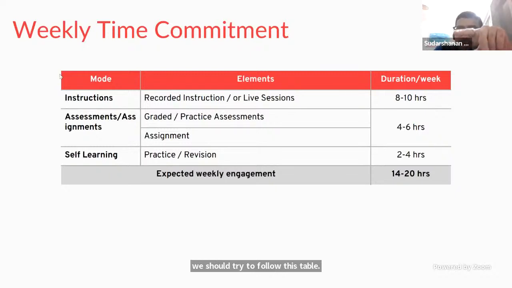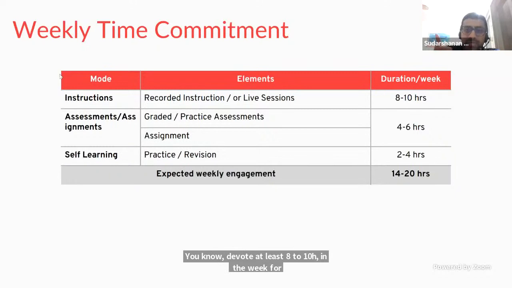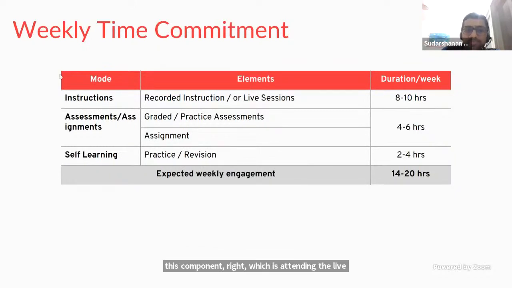These are weekly numbers. What you're seeing on the last column are weekly numbers. So the recorded instruction, or the live sessions, or any combination of the two, you are expected to devote at least 8 to 10 hours in the week for this component, which is attending the live sessions and going through the recorded content. So learning weeks may be composed of any combination of the two. Mostly it will be homogeneous, but some learning weeks may be heterogeneous combinations.